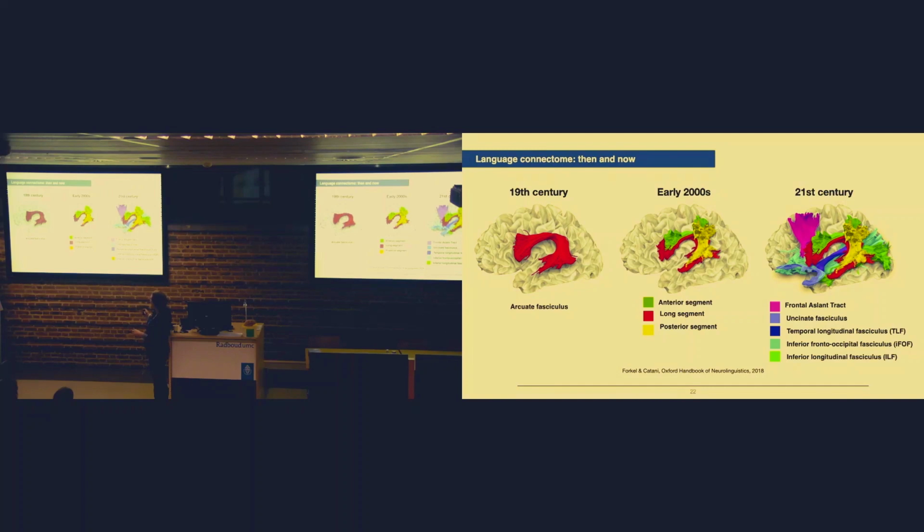And since then, all of these connections have been implicated as relevant for language functions using different methods. So they correlate with tractography, but they were also tested in surgical patients, for example, with direct cortical stimulation during awake surgeries to see if they elicit language errors. So all of these have now been, in one way or another, related to language, and this is probably a more comprehensive anatomy of how language in the brain should look.